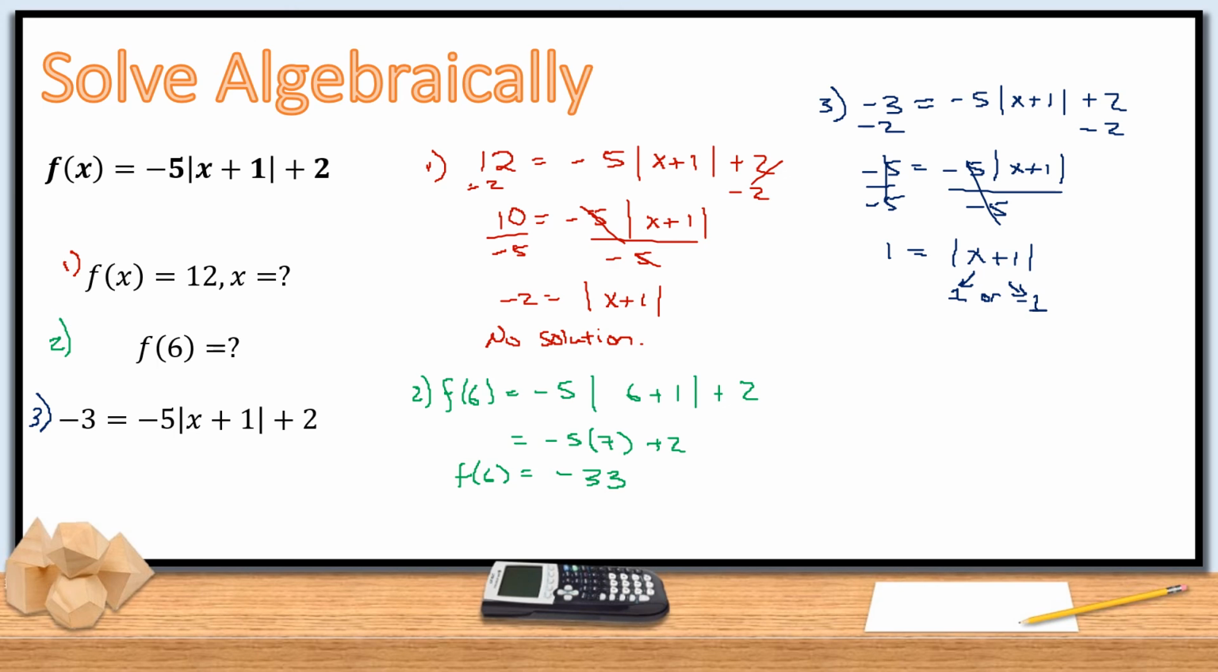So that means we've got x plus 1 could equal positive 1, or x plus 1 could equal negative 1. And we have to solve both of those. And that's why there's two solutions. So minus 1 on both sides, x is equal to 0. Minus 1 on both sides, x is equal to negative 2. And those were the two solutions we found in our graphic version as well.